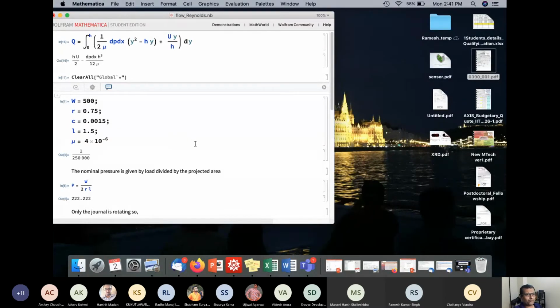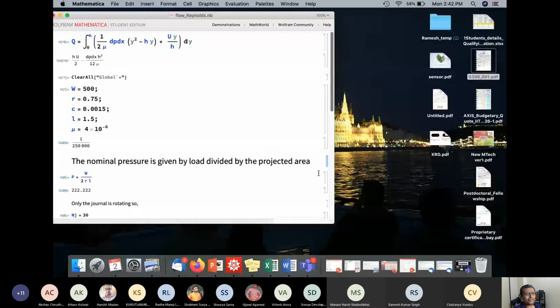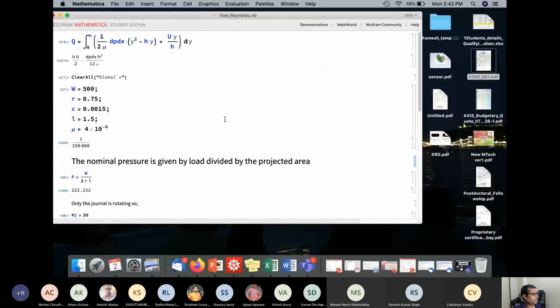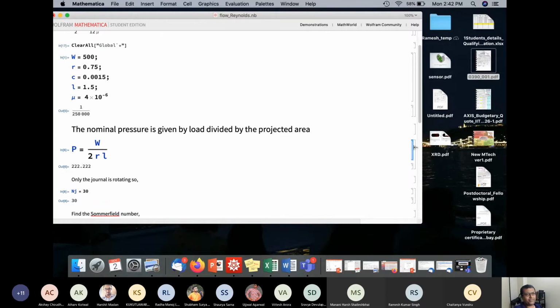First thing I need to find out is the pressure. Pressure is nothing but load by 2RL. This is the projected nominal pressure, load divided by projected area. This we know. Now I want to find P, which is W by 2RL. Let me first do this. Shift enter.